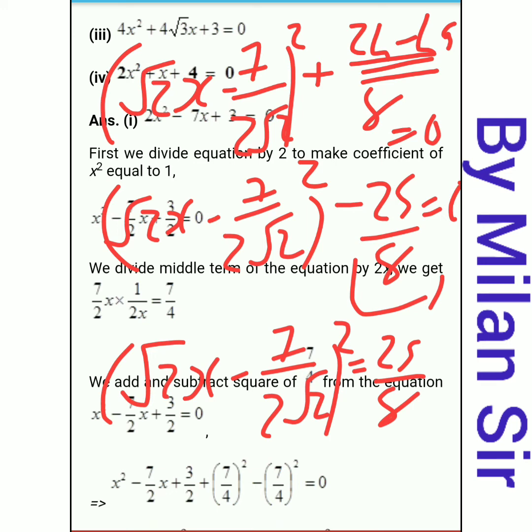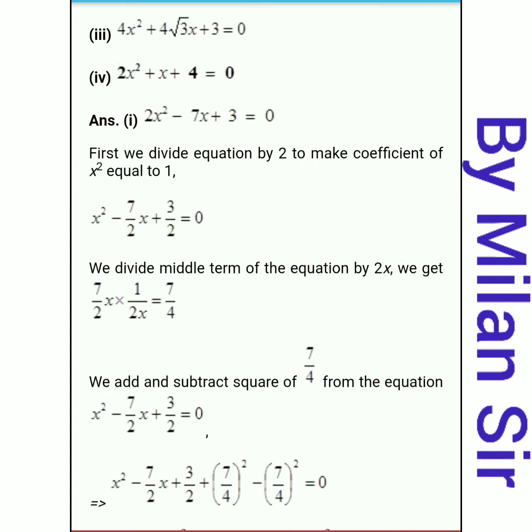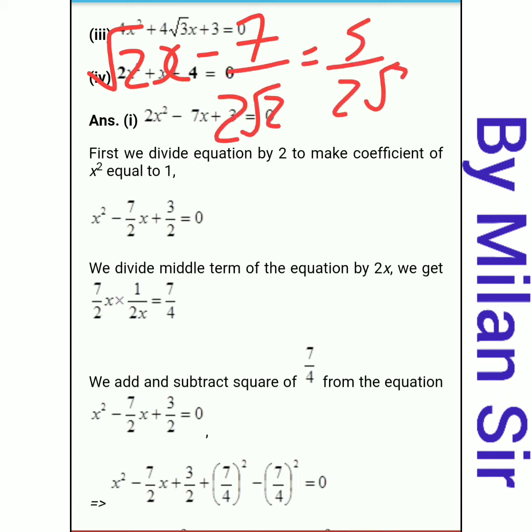Okay, now we need to take the square root on both sides. So here we get on the left hand side under root 2x minus 7 upon 2 under root 2. Okay, we take the square root on both sides. So on the right hand side plus or minus square root of 25, it is 5 only, and square root of 8, it is 2 under root 2. Okay, under root 2x minus 7 upon 2 under root 2 is equal to plus or minus 5 upon 2 under root 2. So our first case is under root 2x minus 7 upon 2 under root 2 is equal to 5 upon 2 under root 2.